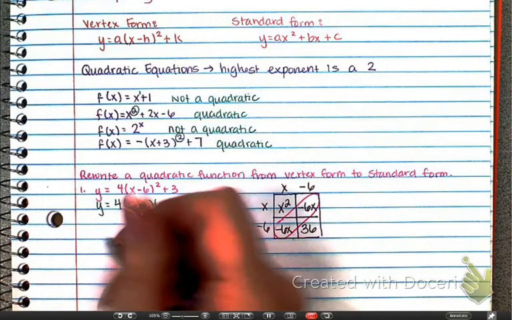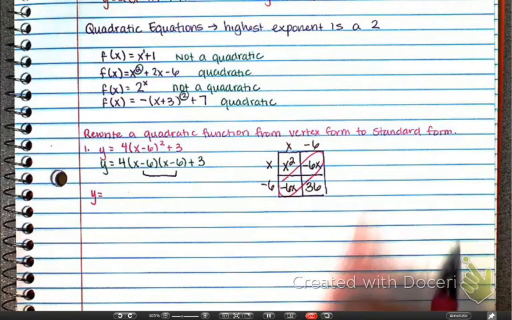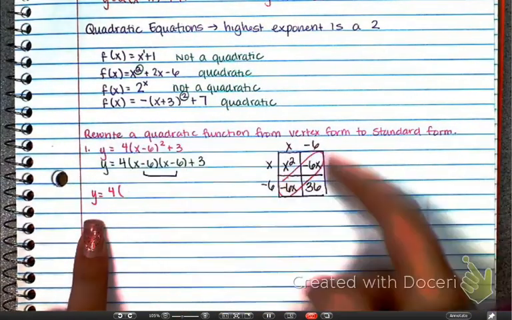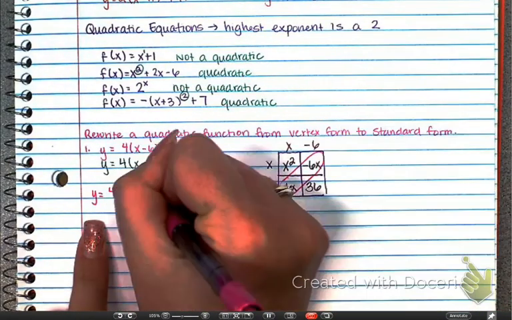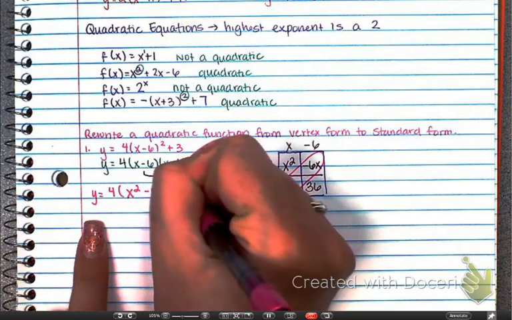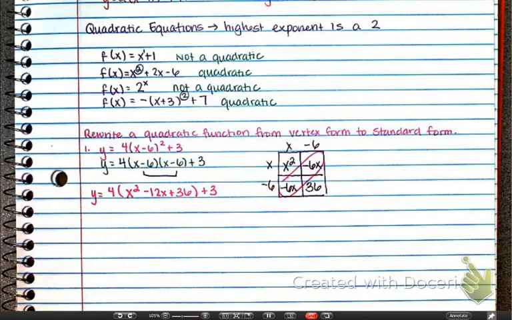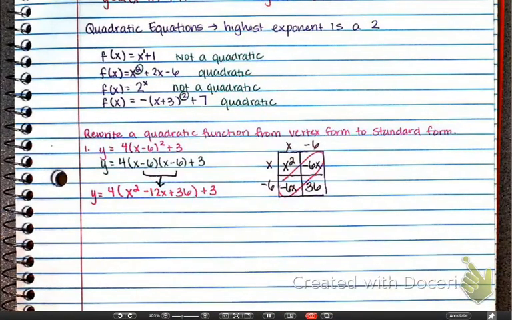Okay, so I'm going to rewrite my equation before I pull out my like terms. So I still have this 4, right? And then I'm going to rewrite what I have here. So I have x squared, combined like terms, is a minus 12x plus 36. Plus that 3 at the end. So x minus 6 times x minus 6 gave me now what's in the parentheses. Does that look familiar? How would I finish that problem now?